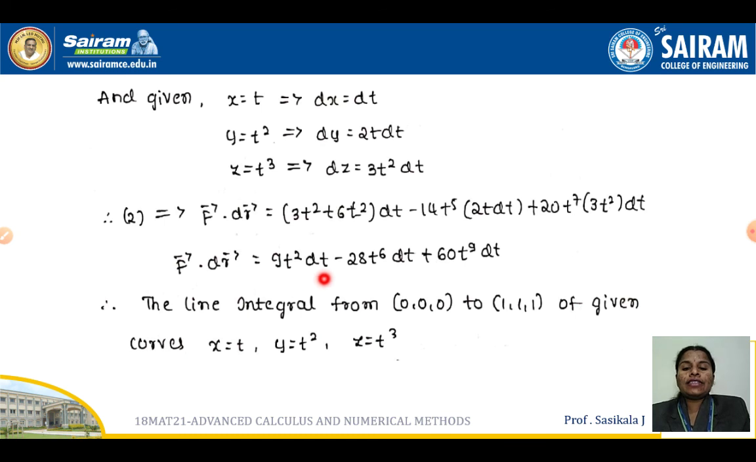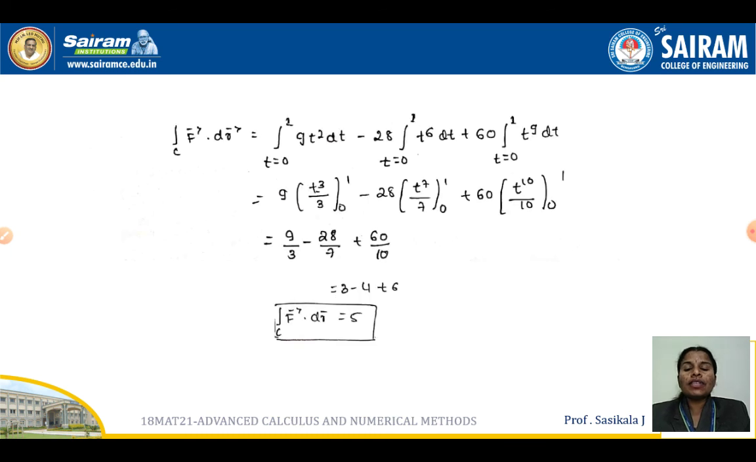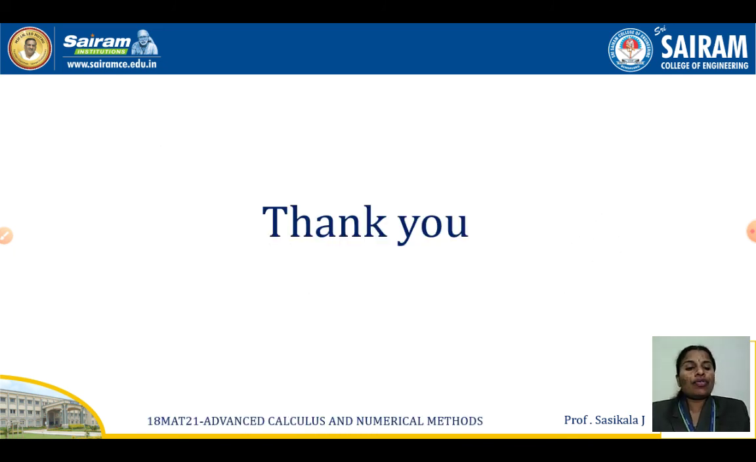You will get 9t square dt minus 28t power 6 dt plus 20t power 9 dt. Now before the integration, I should find my t values. How will we find them? Take the x, y, z values and replace them with t. When x is equal to 0, what will happen here? t will also be 0. x is equal to 1, t is also 1. So verify this with y and z; this will also give the same. So t varies from 0 to 1. So that's why it is replaced here directly. t varies from 0 to 1. Then integrate and simplify. You will get the answer: the integral of F vector dot dr vector is equal to 5. Okay. So that's all for your vector problem.